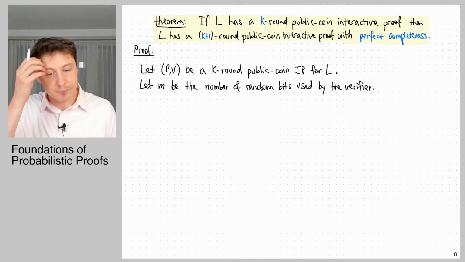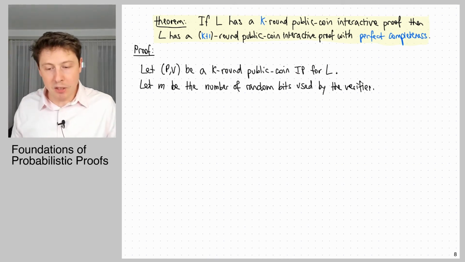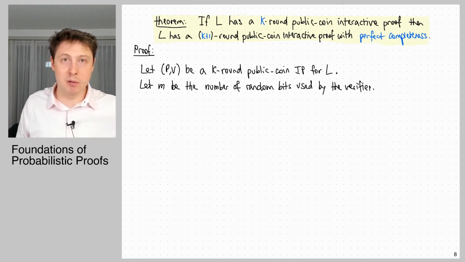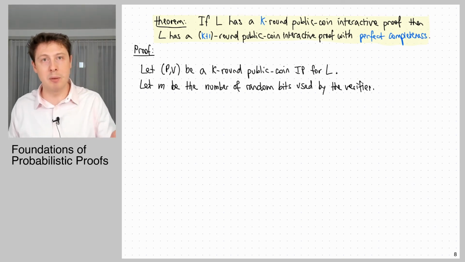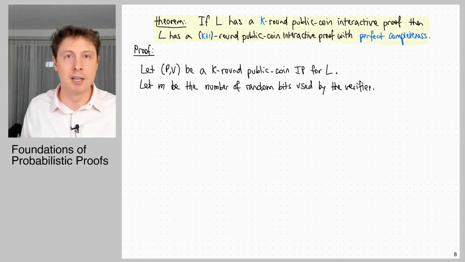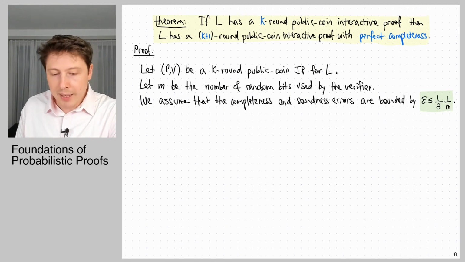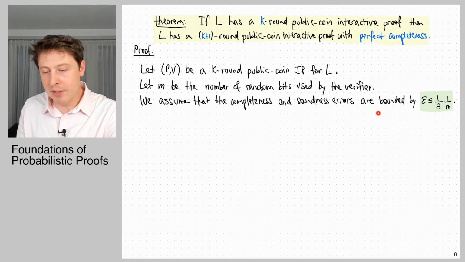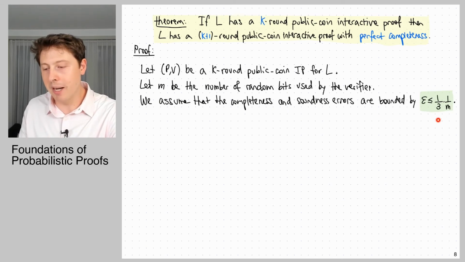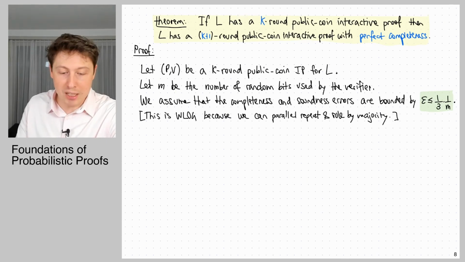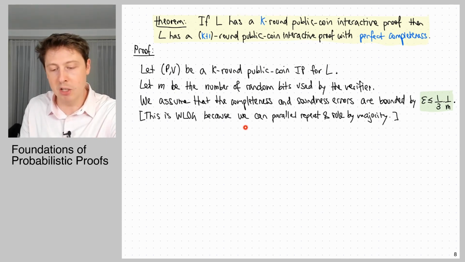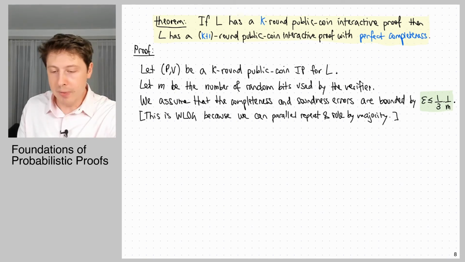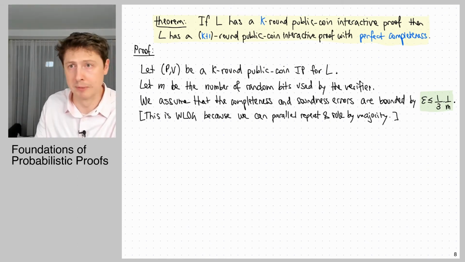So here it is. Let m be the number of random bits used by the verifier. Before it was the number of random bits used by the algorithm. Now it's the number of random bits used by the verifier. And we assume that the completeness and soundness errors are bounded from above by, before it was 1 over m, now it's going to be 1 over 3m. And just like before, this is without loss of generality because we can parallel repeat and rule by majority, and this is going to exponentially fast reduce the error. So this is something that is okay to assume.